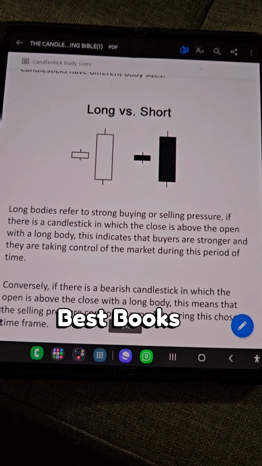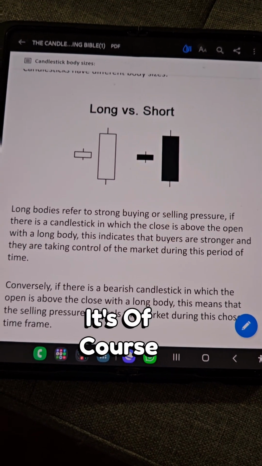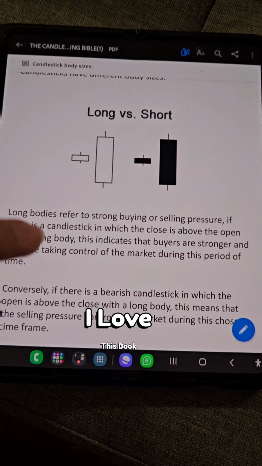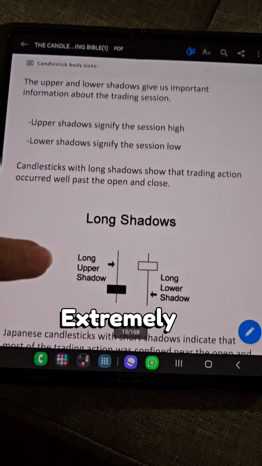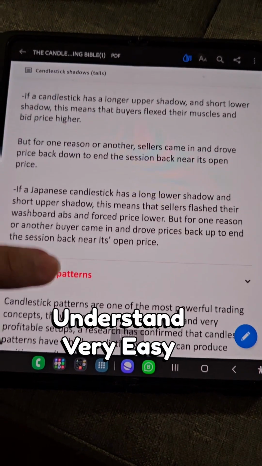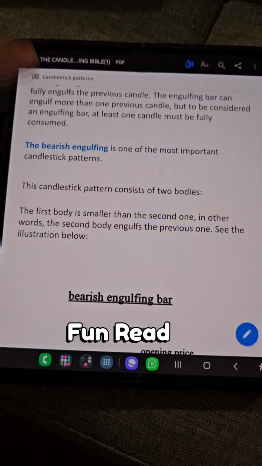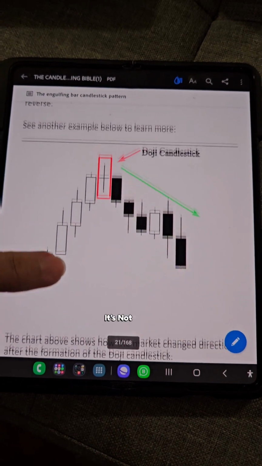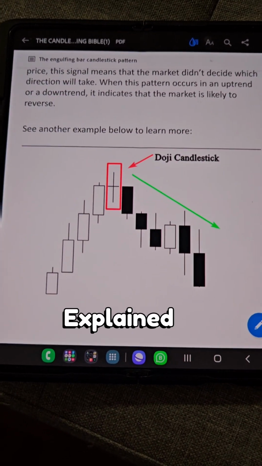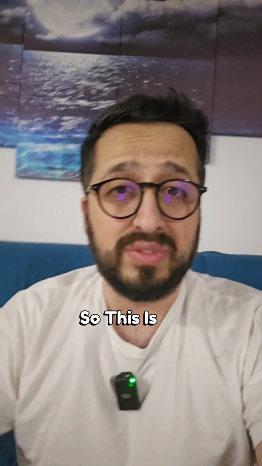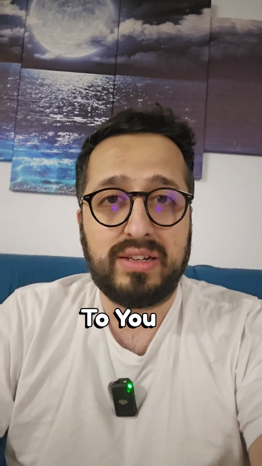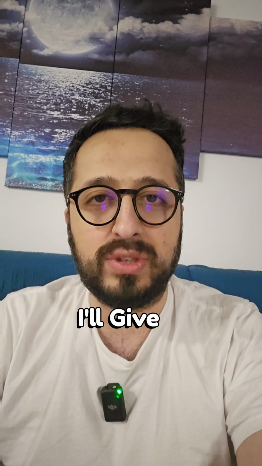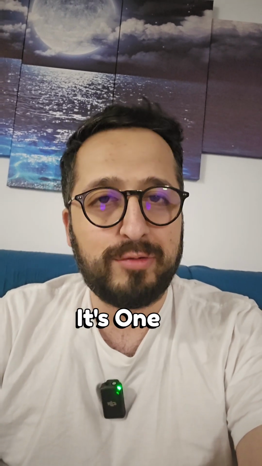It's one of the best books I have seen. Of course, there are other books, but they are a bit complicated. I love this book just because it is extremely simple to understand, very easy to read, and a very fun read. If you start reading it in one go, you can actually finish it. It's not that hard, and they have explained everything over there. So this is a book that I recommend to you, go and read it. If you cannot find it, you can always send me a DM and I'll give you the link to it. It's one of my favorite books.